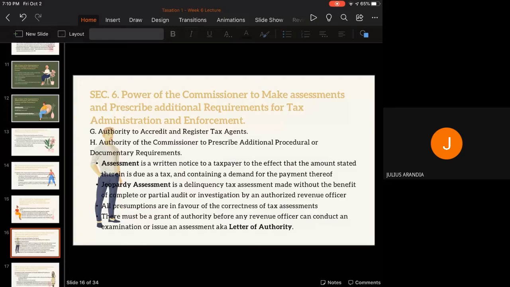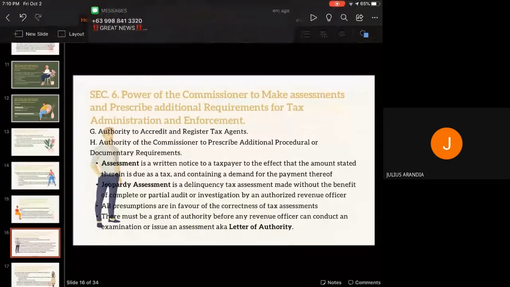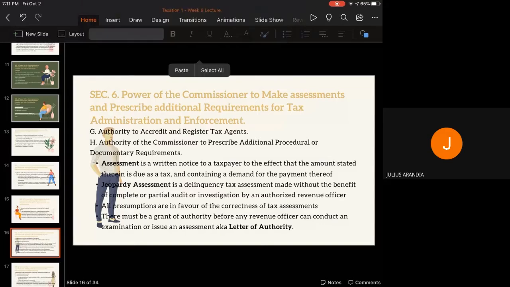And it is made when it finds itself without enough time to conduct an appropriate or thorough examination in view of an impending expiration of the prescriptive period for assessment. Okay? It is issued only to comply with the period of issuing a valid assessment. So, if the BIR is already nearing the prescriptive period for assessment, and they need to prepare an assessment based on a partial audit or investigation, that's considered a jeopardy assessment.